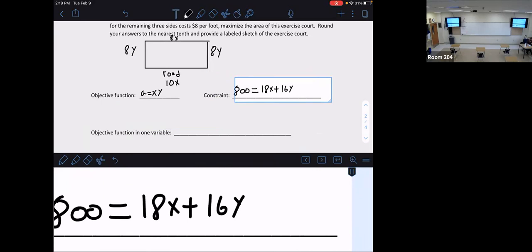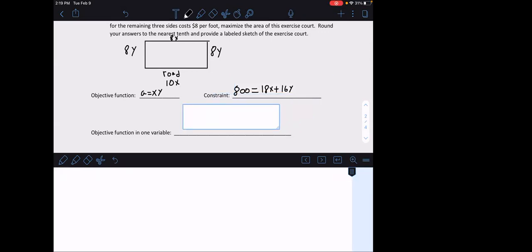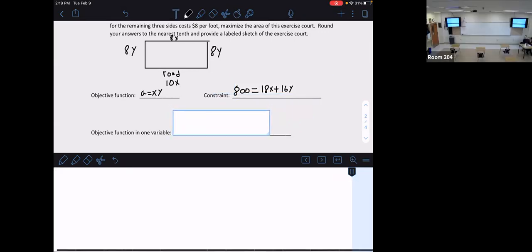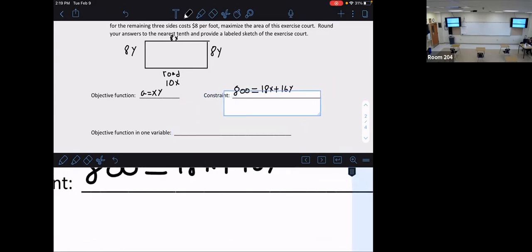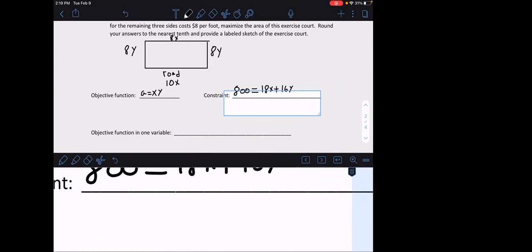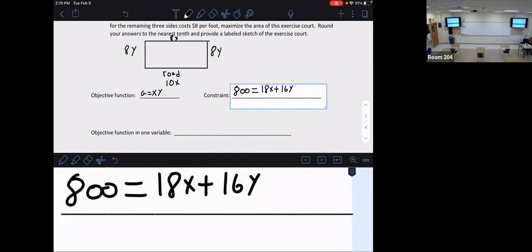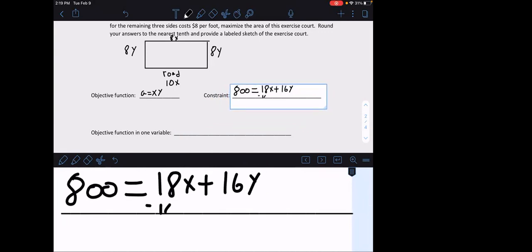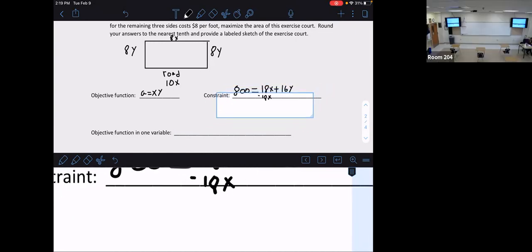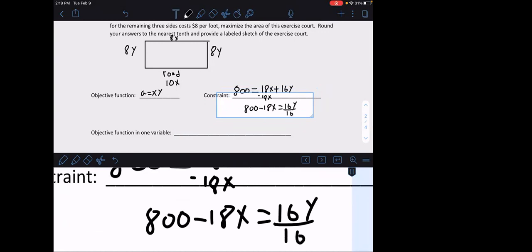All right, so now our job is to switch out, and I'm going to have us replace the y because life will be happier if we do. How will we do that? So if I want to replace the y, then how would I do it? Okay, you rewrite it so that it's a y equals expression. Oops. Subtract 18x. Divide by 16.